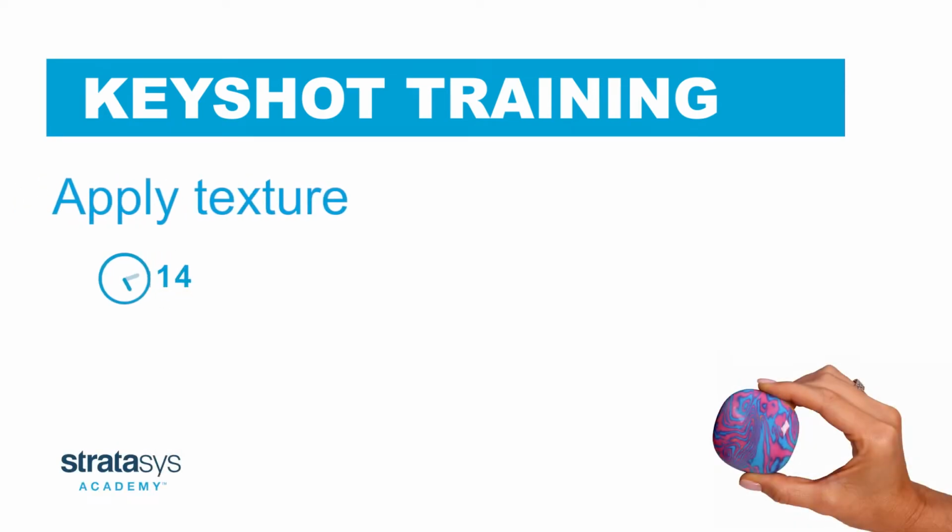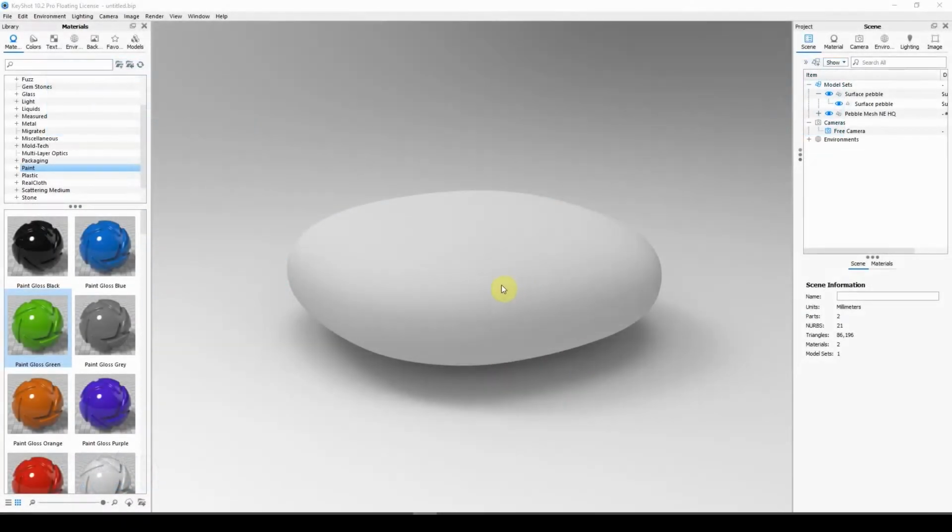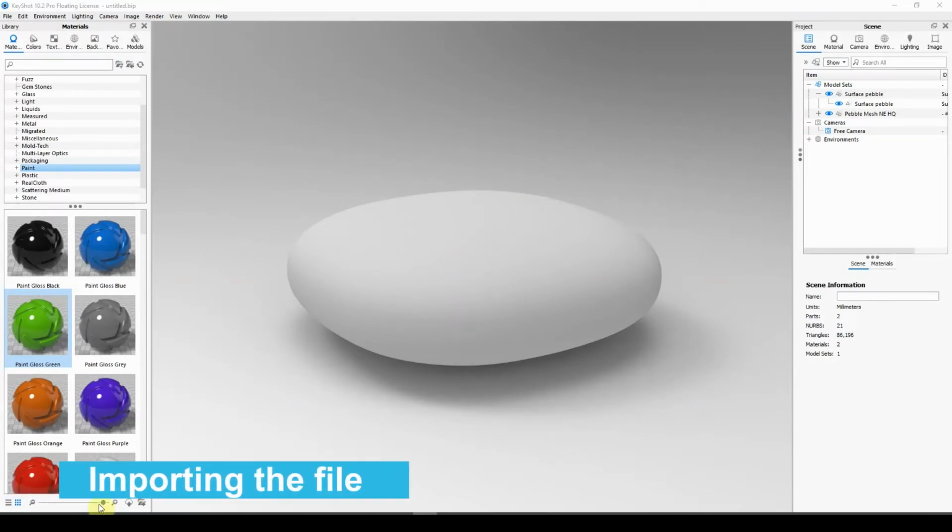In this session we'll take a look at applying a texture onto a part. So a texture is simply a 2D image that we can apply onto our model, sort of wrap onto our model. So here is our model. We've got a couple of ways that we can do this.